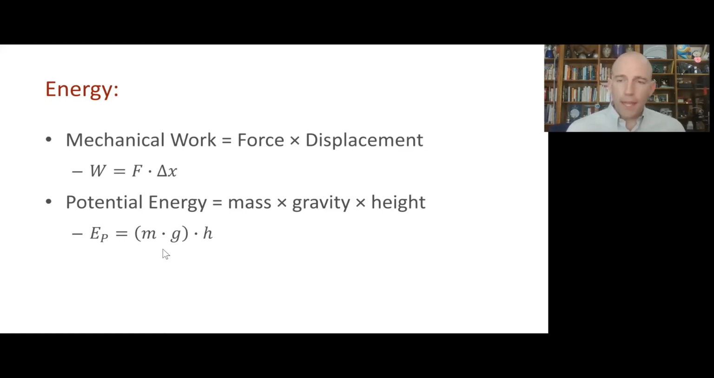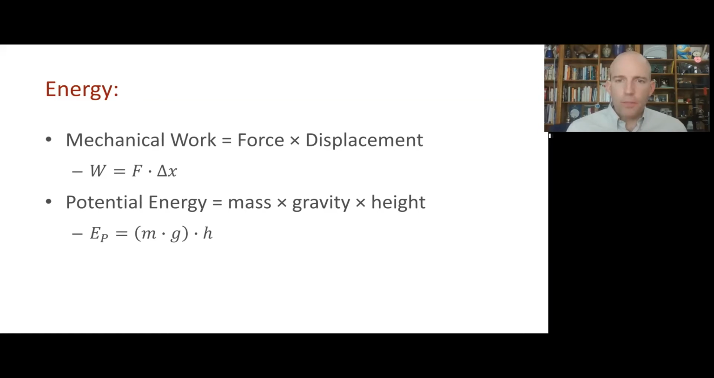We've got mg, that's a force, that's the weight, and a height, that's the change in position in the vertical direction. So if we wanted to change the potential energy of an object, we would lift it, right? And that would be applying a force equal to its weight over some displacement equal to its height. So these things stick together. And this is a really good equation to remember as you think about what is energy.